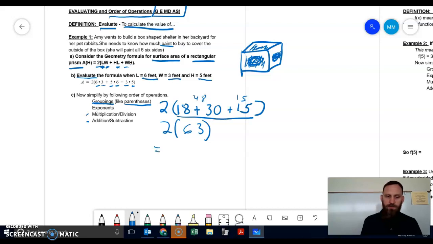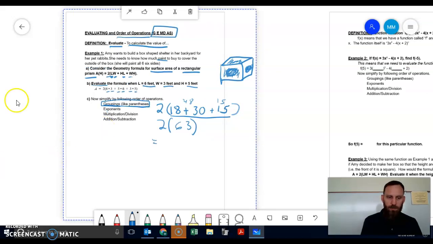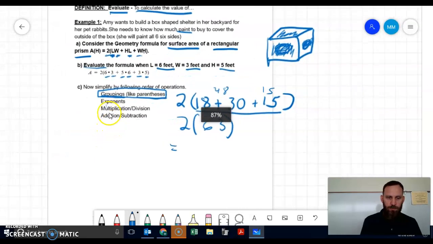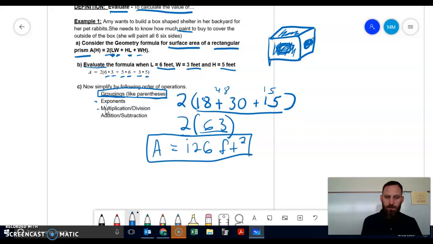And then I'm going to multiply by 2. So see, all of that was happening inside the parentheses. I was following order of operations inside parentheses. So now that I'm done with my parentheses, I'm going to multiply. Again, there's no exponents here, so I'm skipping that step. Now I'm ready to multiply. 63 times 2 is 126, and that's feet squared, or square feet. And that's the area.